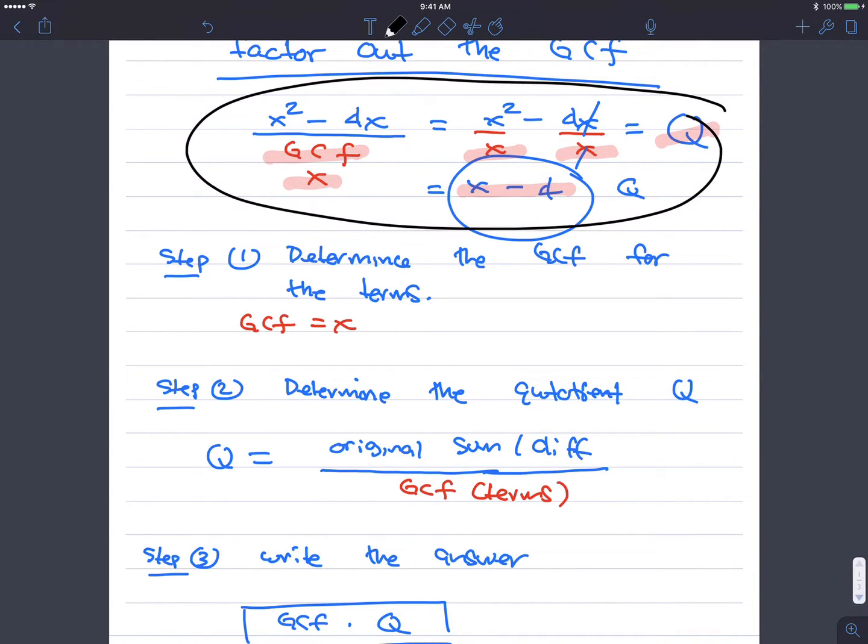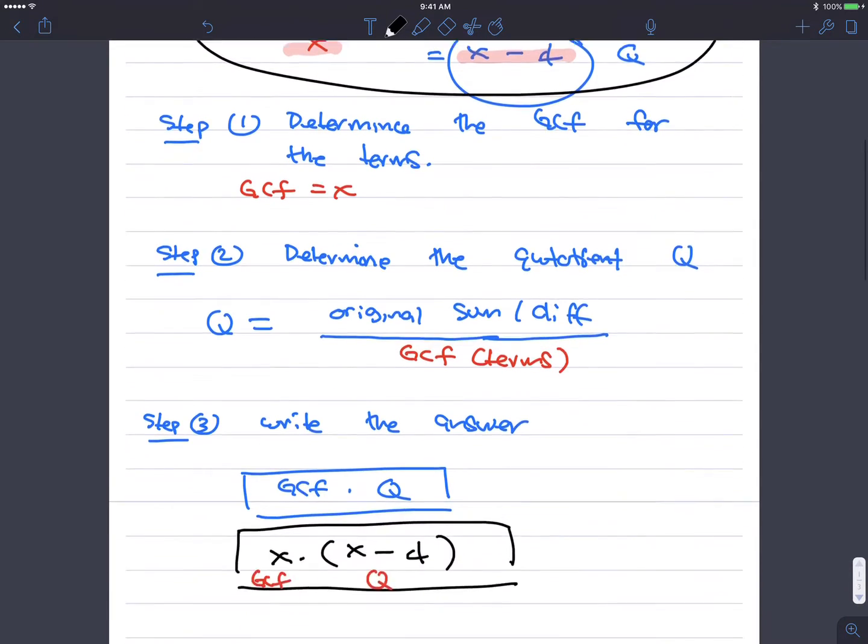Anybody have any questions on this one? So we're going to go through that whole list, and let's take a look at the next one here. Number 3, they give us x squared plus 3x. Now we're going to have to factor out the greatest common factor, right?